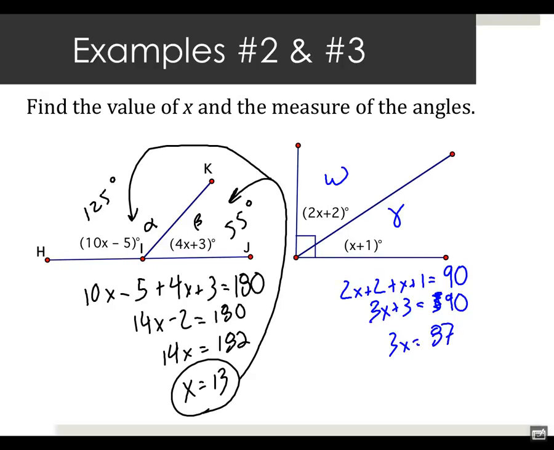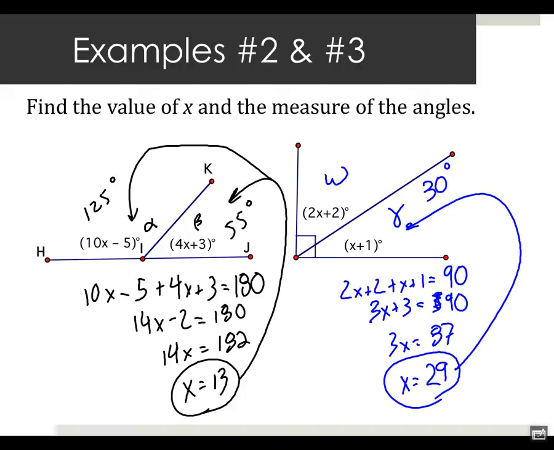29. Yeah, 29. Good job. Well, that's easy. That's 30. 29 times 2 is 58 plus 2 is 60. Pretty sure we did it right.